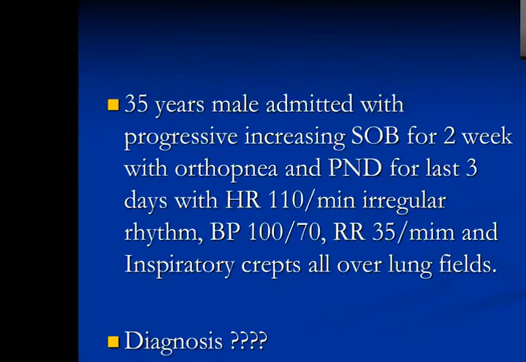A 35-year-old male admitted with progressively increasing shortness of breath for 2 weeks. Orthopnea and PND for the last 3 days. Heart rate of 110 to 130, here it's written 110, irregular rhythm, blood pressure 100/70, respiratory rate 35 per minute, and inspiratory crepts all over the lung field.